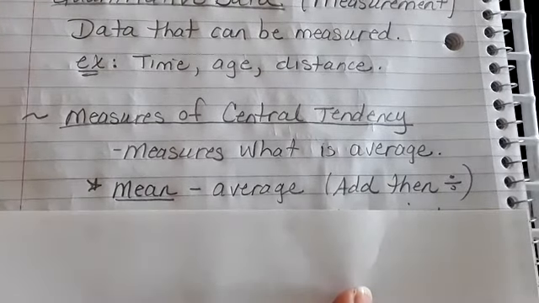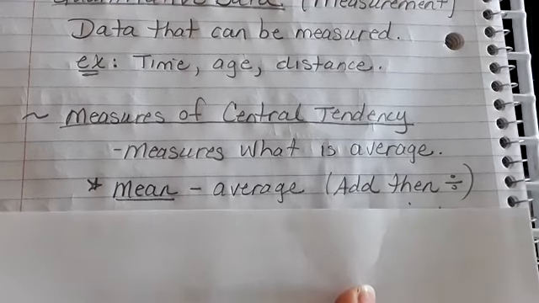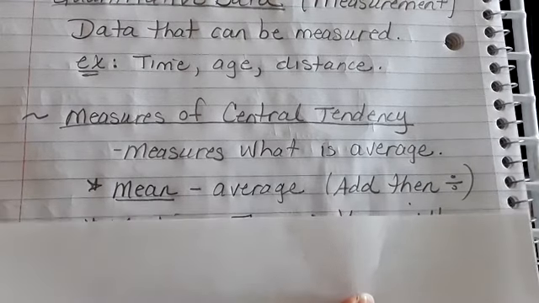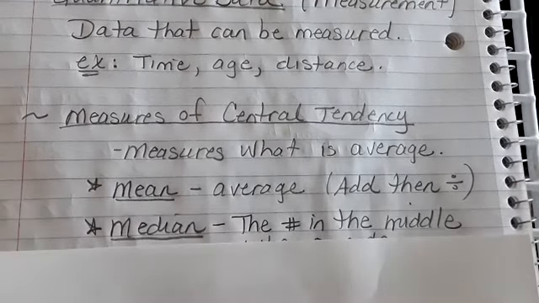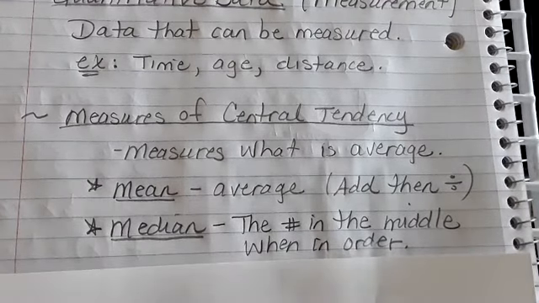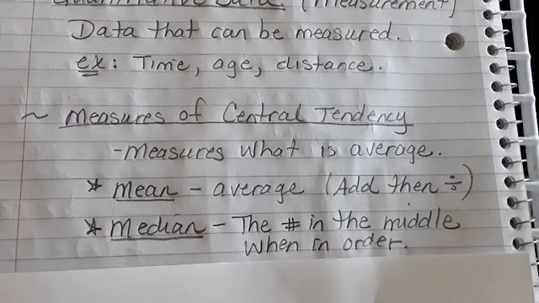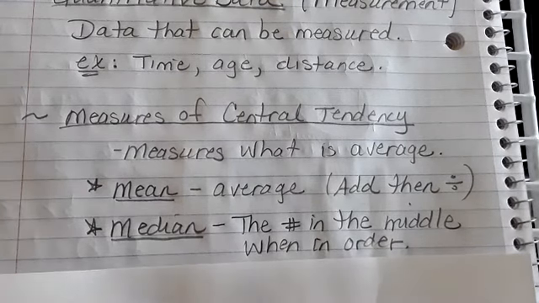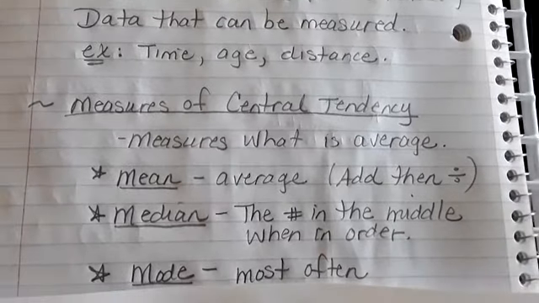Then you have your median. That is the number in the middle, but your data has to be in order when you find the number in the middle. When we go on to box and whisker plots, we're going to be dealing with a lot of medians. So put your list in order, find the middle number. If you have two numbers in the middle, we'll go about explaining how to find what your median would be in that case. And then you have your mode, and that is the number that occurs most often.